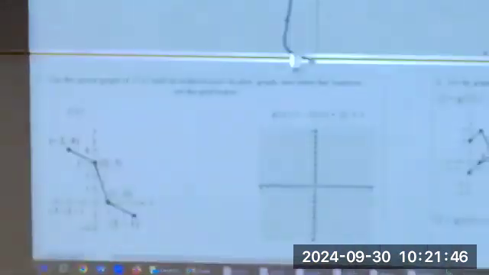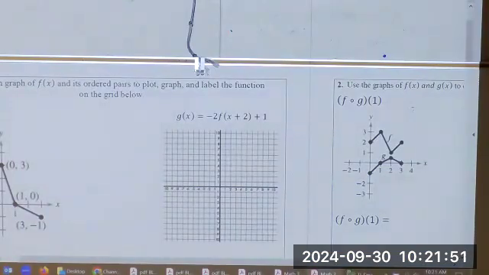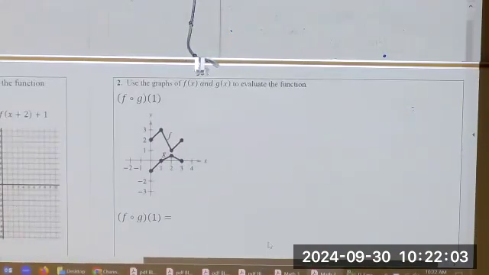This problem right here, we're going to do this one first. Get it out of the way so we'll focus on that one. So 1.6, the operations on functions. I was very clear about what you needed to do.